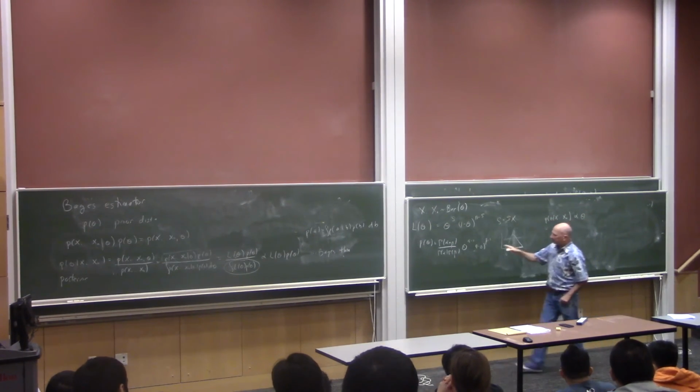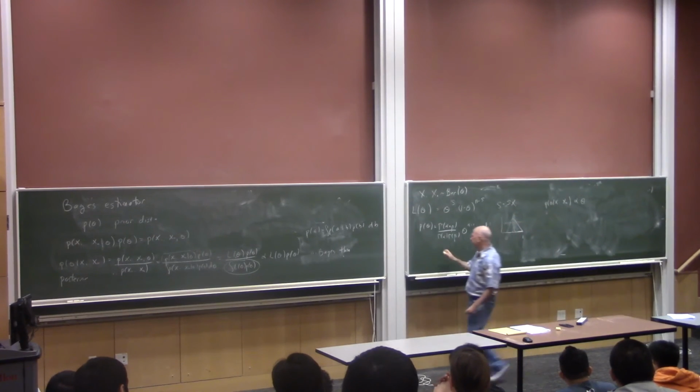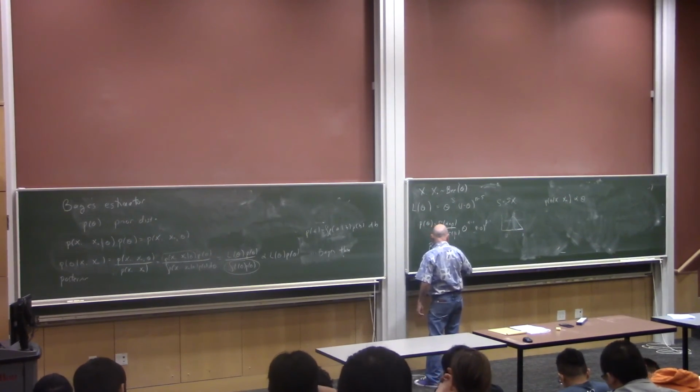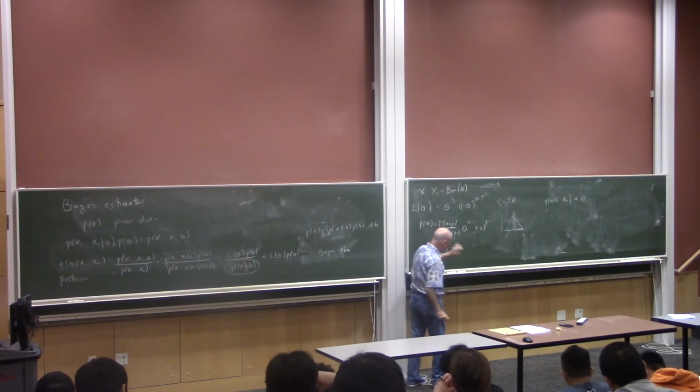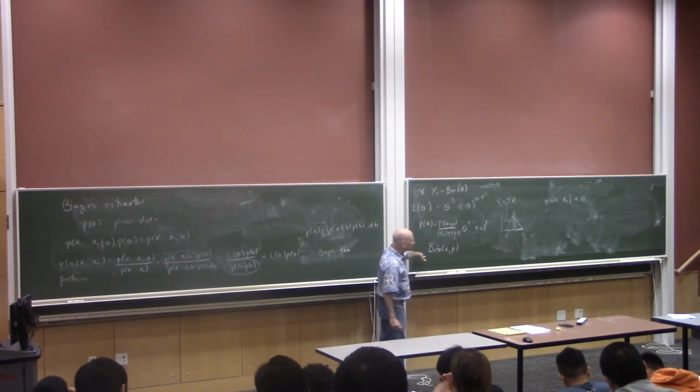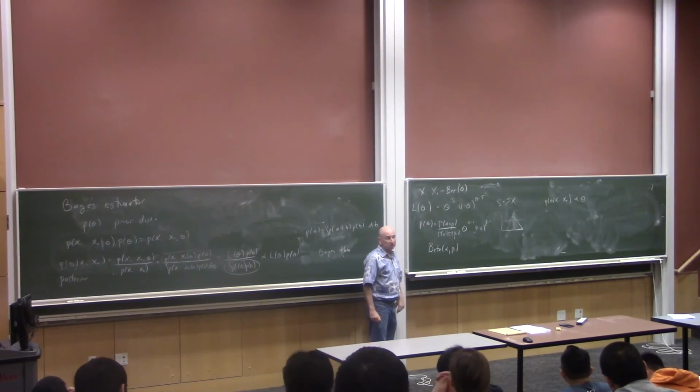Oh, I forgot to say, this is called a beta distribution, and it depends on these two numbers, alpha and beta. Kind of confusing, it's called a beta distribution and there's a beta there. But it's just some family of distributions. It's used a lot.